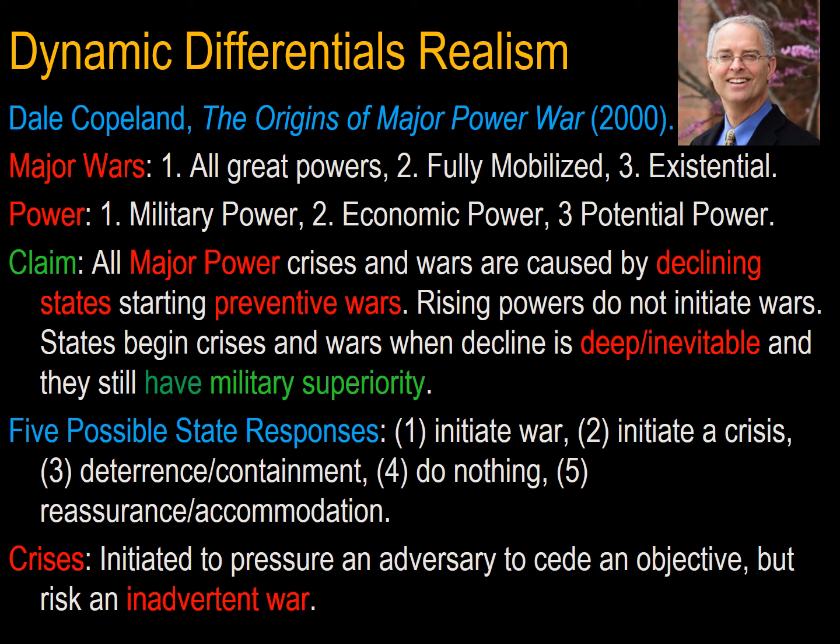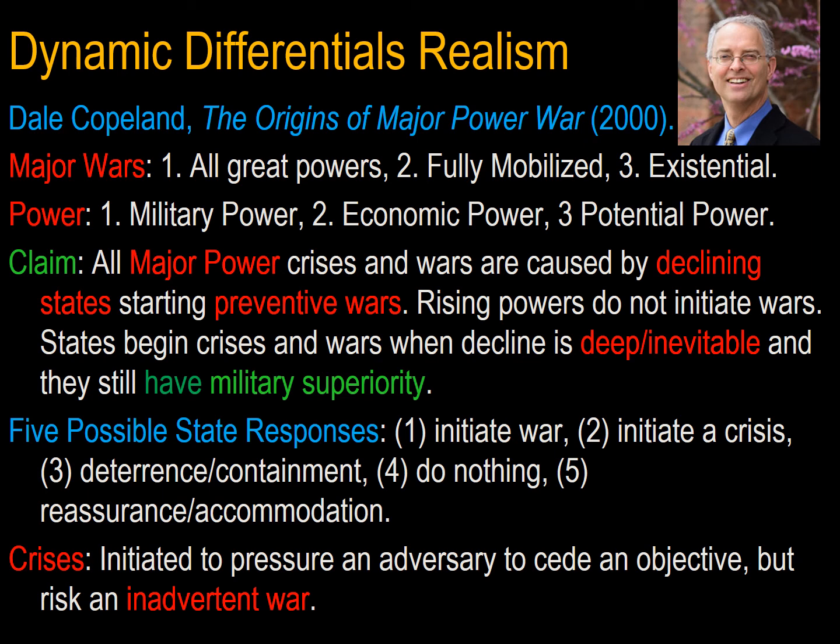So states begin crises and wars when the decline is deep and inevitable, but they still have military superiority. So this would predict that the US would attack China soon. Now there are 5 possible state responses.